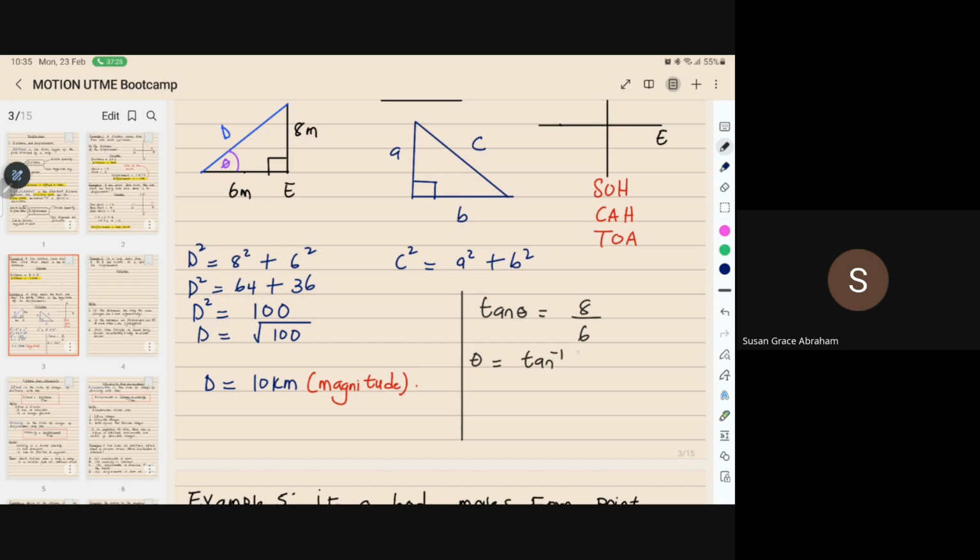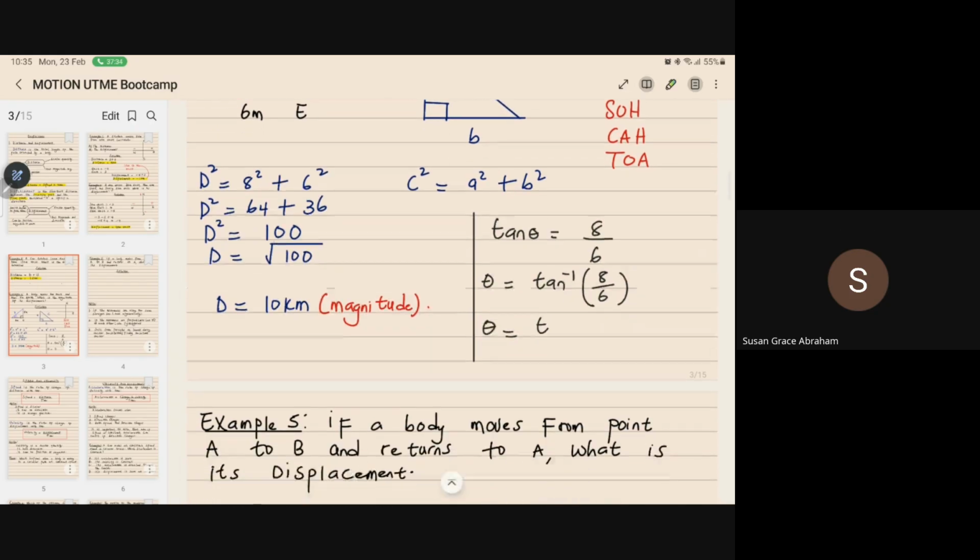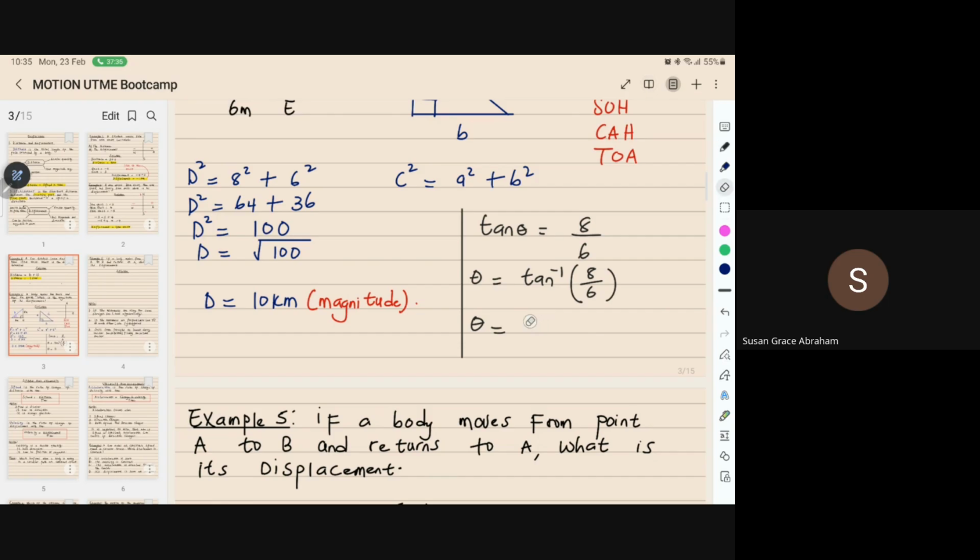But by the way, they will give you one that doesn't require you using a calculator. So theta is equal to tan inverse of, when I reduce that to the lowest term, 8 over 6 is the same thing as 4 over 3. So tan inverse of 4 over 3. Check tan inverse of that for us. What will be the answer? Theta is equal to what?